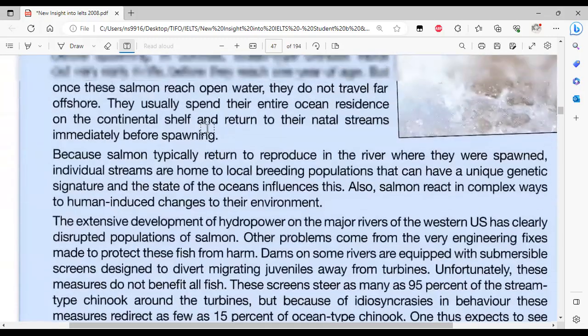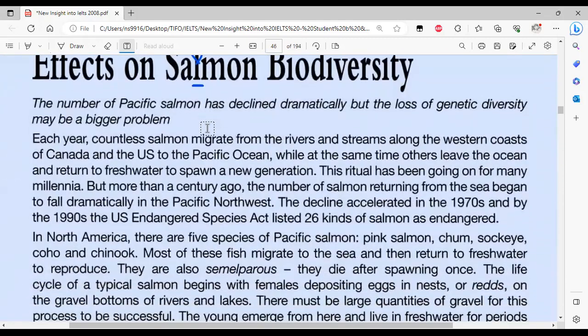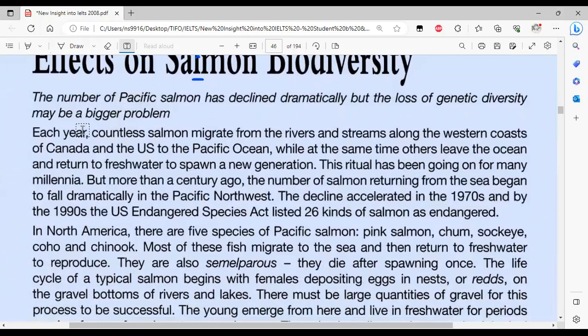If you want to understand, you will have to read line by line. If you want to understand this text, or the first paragraph, you have to read the text from left to right, okay? And line by line.